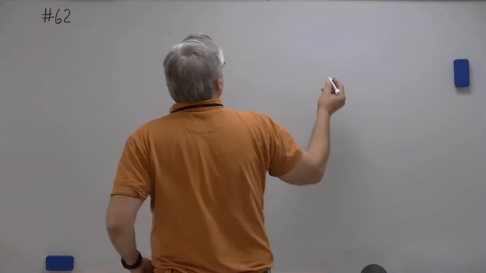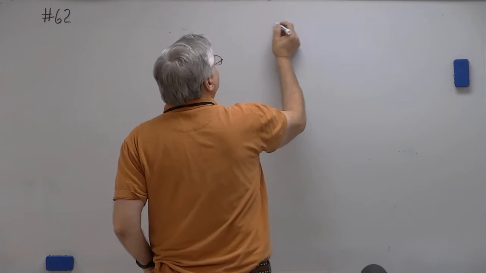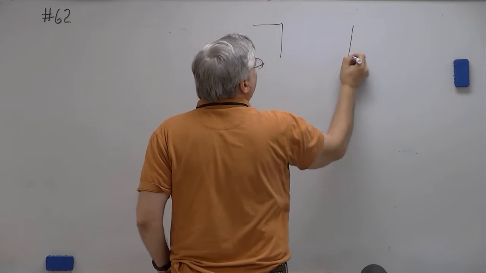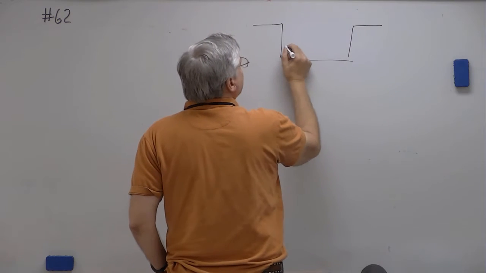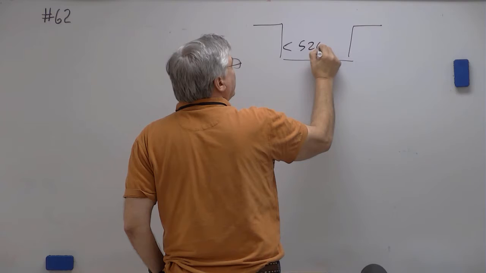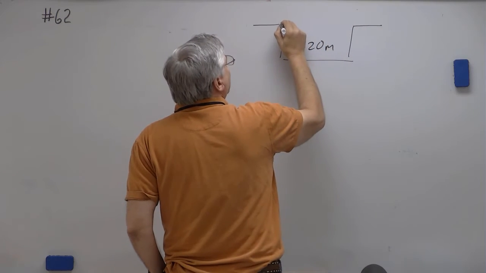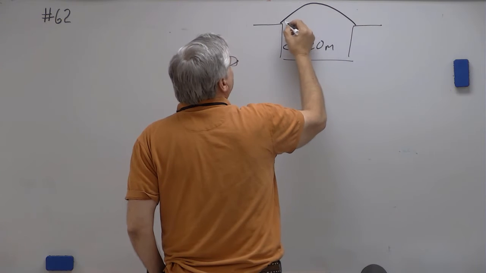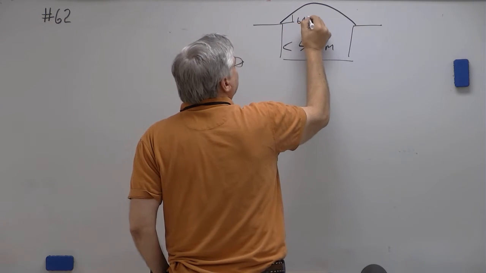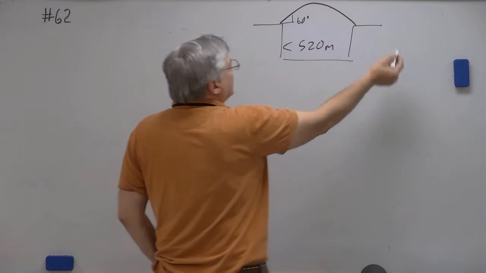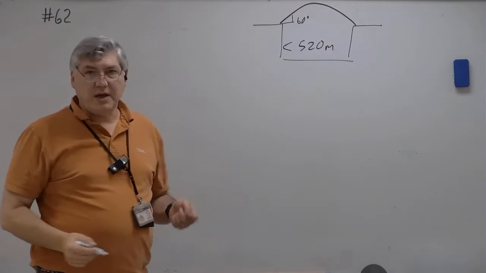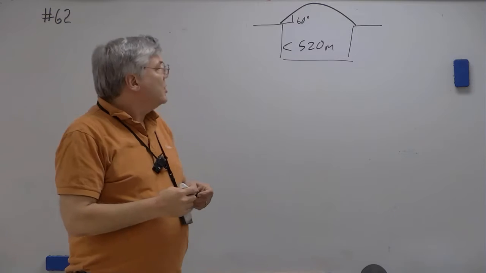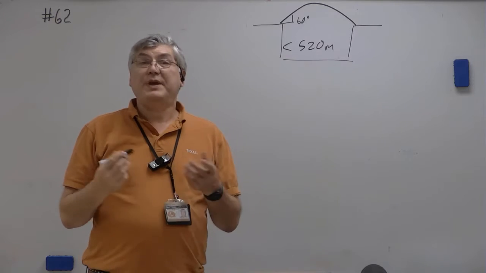First thing we'll do is draw a picture. So we've got a gap here which is 520 meters. She's going to go up at 60 degrees and then come back down. Let's assume that that's kind of even there. So she goes up, she comes back down at the same elevation. So we need to know what speed she needs to be launched at.